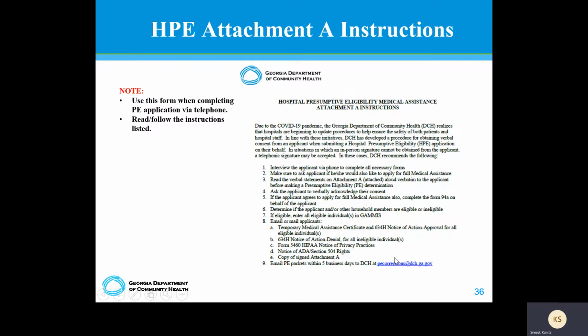Okay, now we're going to look at the attachment A. So remember, I was telling you, while we're dealing with the pandemic, we now have the option to complete PE applications over the phone. So if that's the case, you're going to use the attachment A, and this is an addendum to the PE application, your 632H. The first page is just information, and it gives you step-by-step instructions of what to do. So you always need to keep a copy of this first page with you at all times if you're doing the application over the phone, because it tells you what to do. If you follow steps 1 through 9, you will have no issue. It tells you exactly what to do.